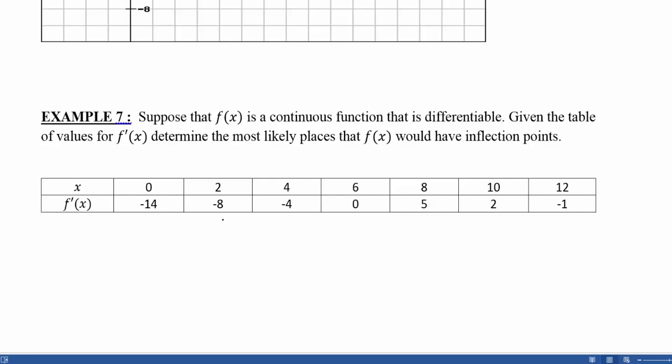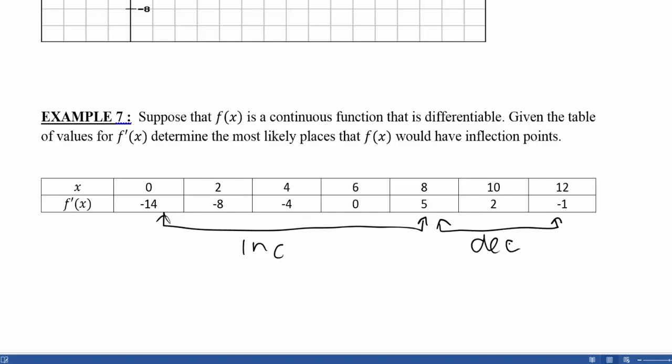Negative 14, negative 8, negative 4, 0, 5. That set of numbers is increasing. They're going upward when you think about a number line. So they're becoming less and less negative at first, then they go to 0, and then they become positive. 5, 2, negative 1. So those numbers are decreasing. So they're going down as you look at the values.